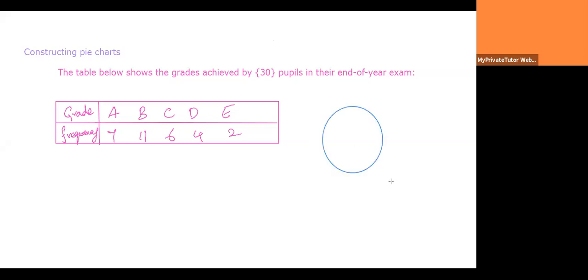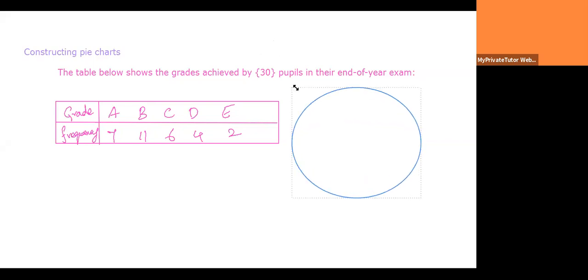Do you guys have any idea? Please let me know. First, you are going to draw a circle, which has 360 degrees. Then you find the angle of each one, the frequency angle of each grade. So how do you do that? Any idea, guys? We need to find the angle. Okay, let me put one more line here.